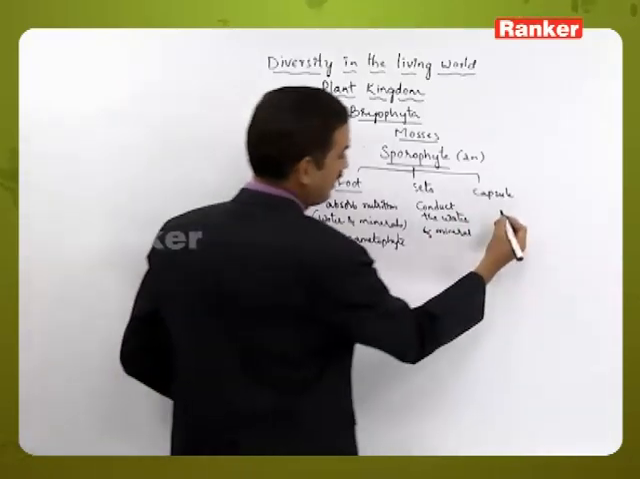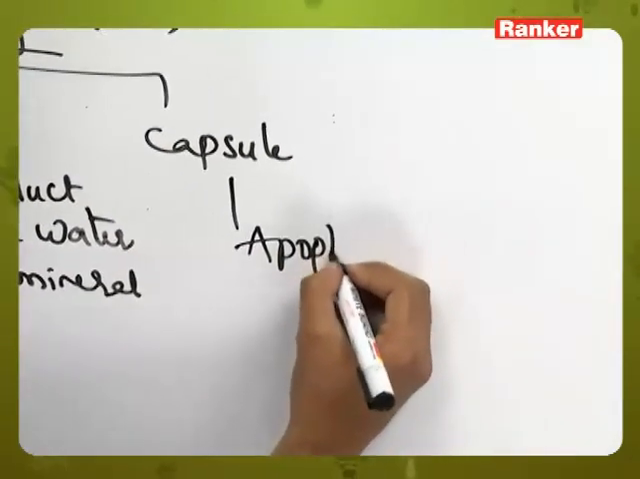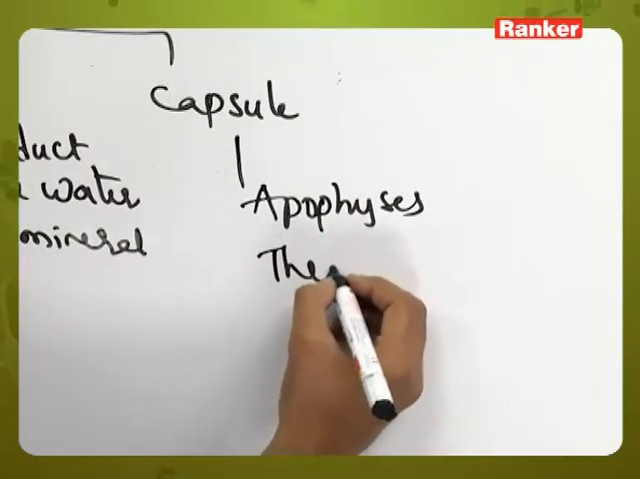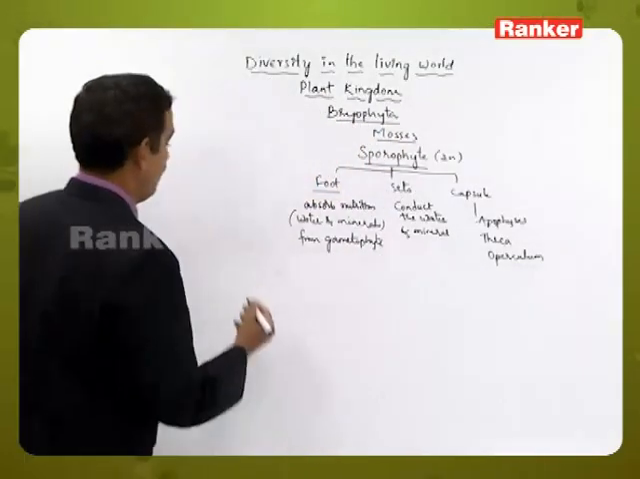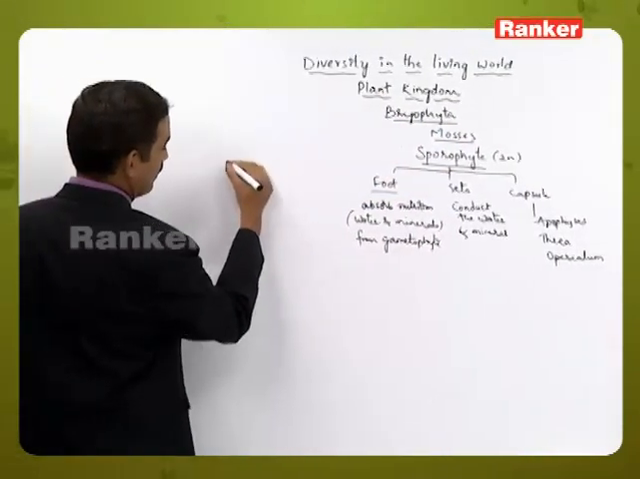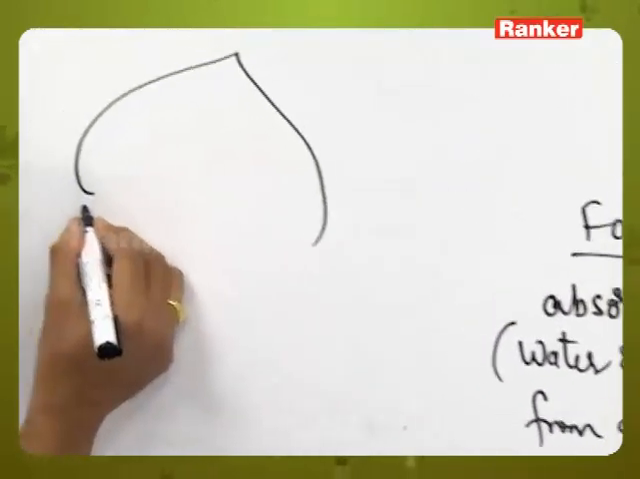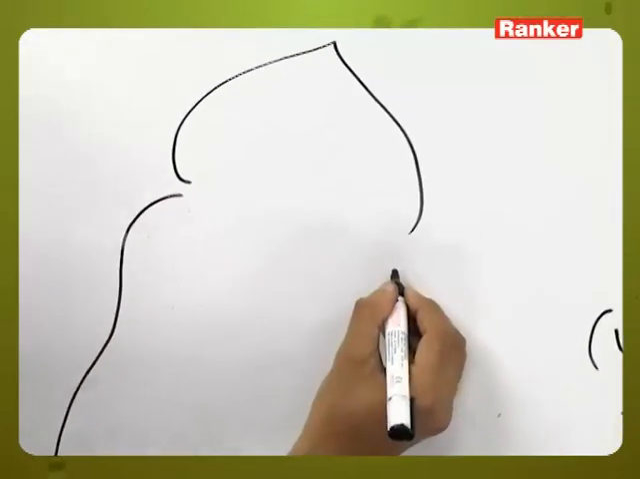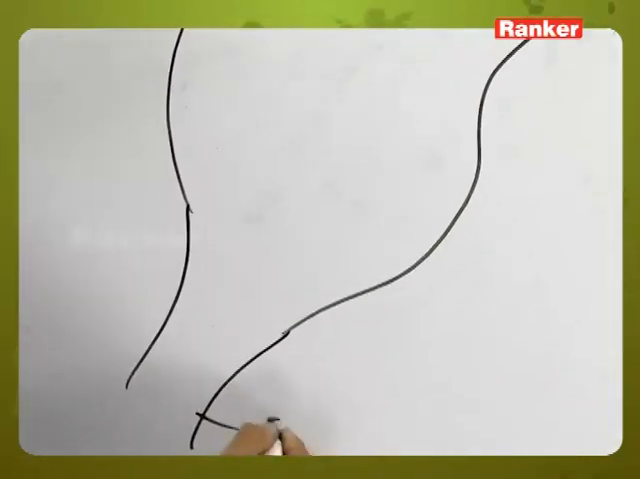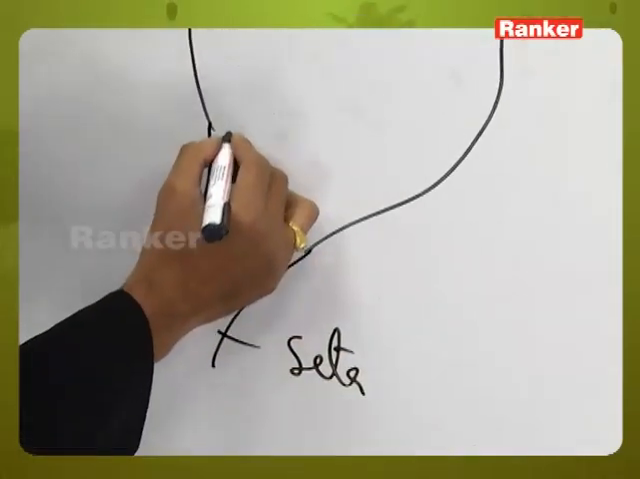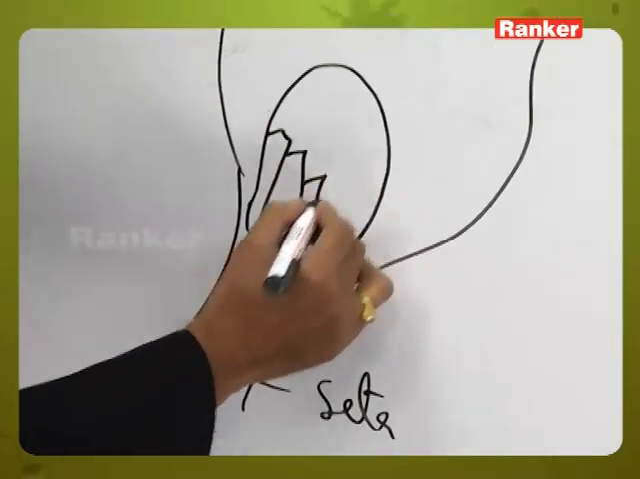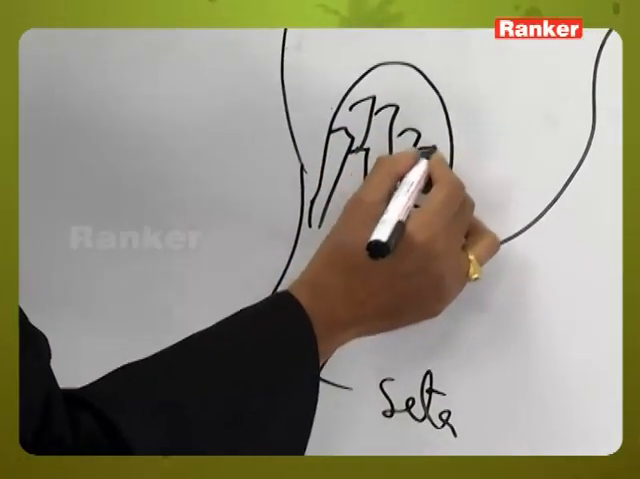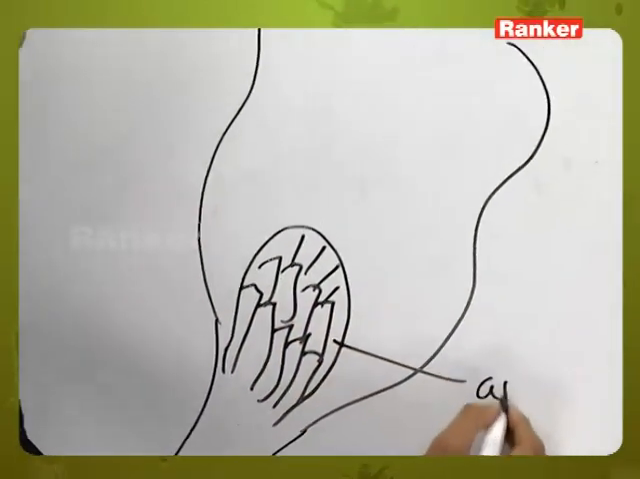three parts. Those are apophysis, theca and operculum. Here, if you observe the structure of the capsule along with three parts, the lower part is called the seta. The seta is extended into this middle portion. So, this has vertically elongated cells. The vertically elongated cell region is called the apophysis.